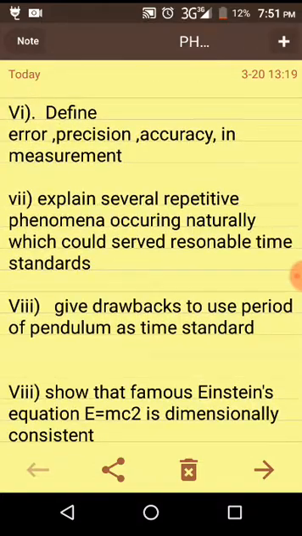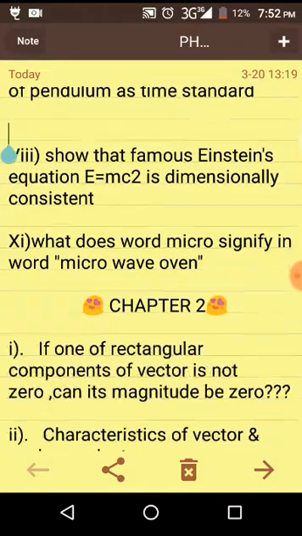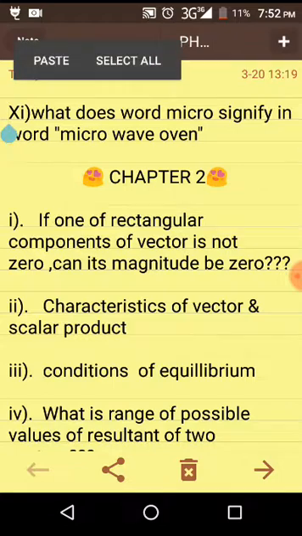Question number 6. Define error, precision, accuracy in measurement. Question number 7. Explain several repetitive phenomena occurring naturally which could serve reasonable time standards. Number 8. Give drawbacks to use period of pendulum as time standard. Number 9. Show that famous Einstein's equation E is equal to mc square is dimensionally consistent. Number 9. What does word micro signify in word microwave oven?